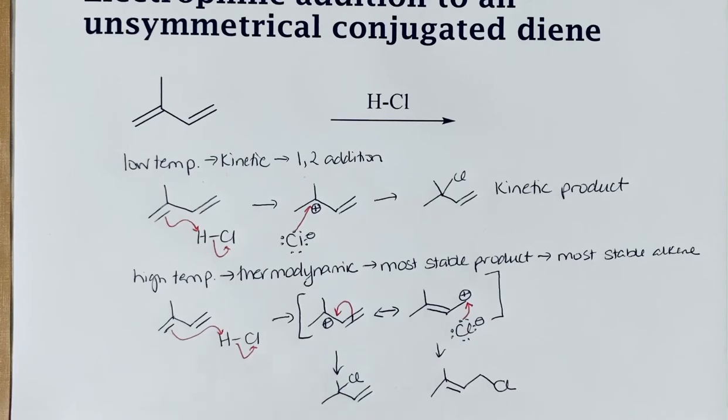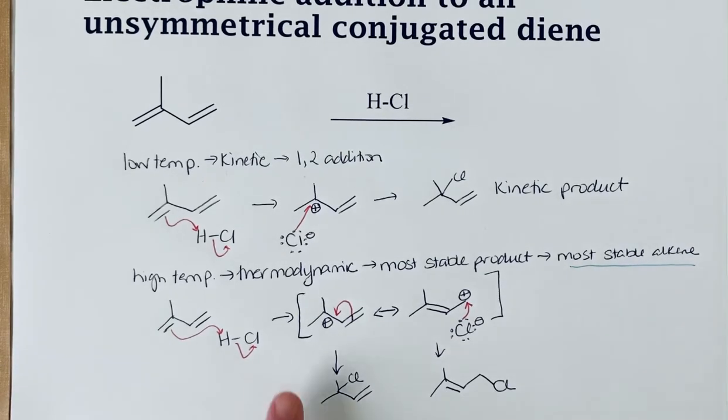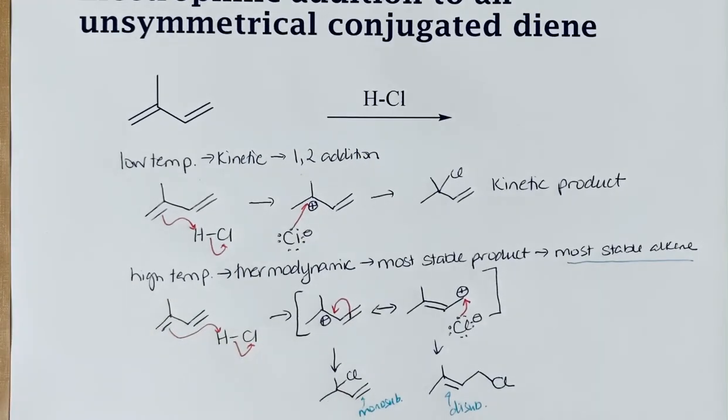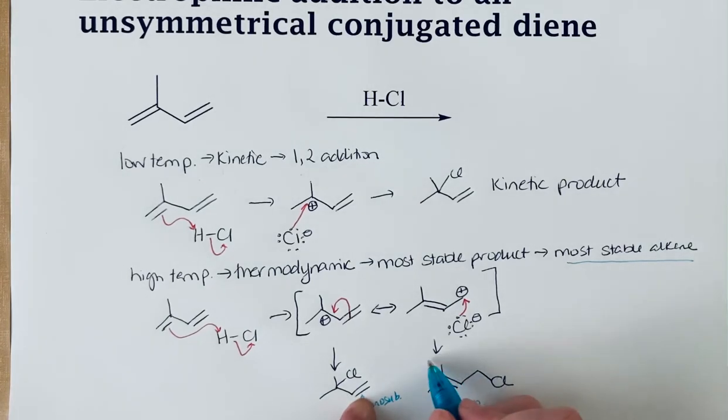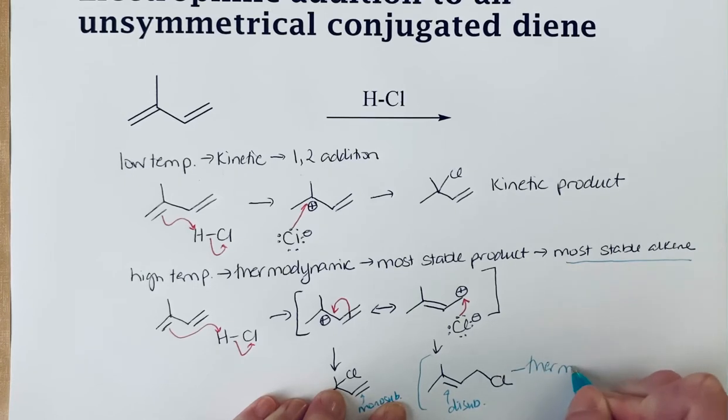And so we need to look at these two products and say which one of those is the most stable alkene. And so if we look at this first alkene, it is mono-substituted. If we look at the second alkene, it's di-substituted. And so that second alkene is the most stable alkene. And so under thermodynamic conditions, this will be the major product. So this is the thermodynamic product.